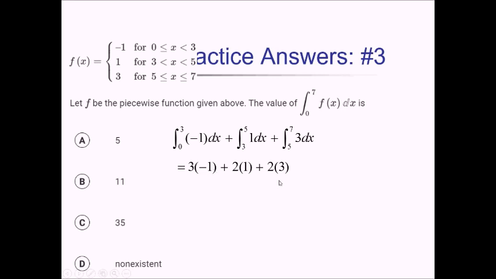So adding these all together, we have negative 3 plus 2, which is negative 1, plus 6, which comes out to a grand total of 5. So that's going to be choice A.